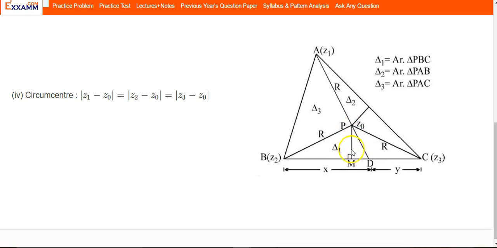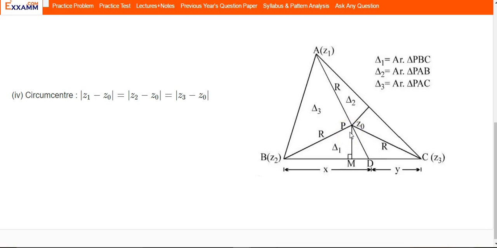The incenter is the center of the circle which is inside the triangle, like this. And the circumcenter again is the center of a circle which passes through all the three vertices like this.